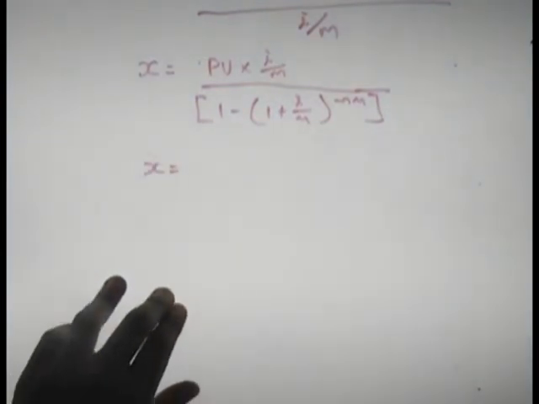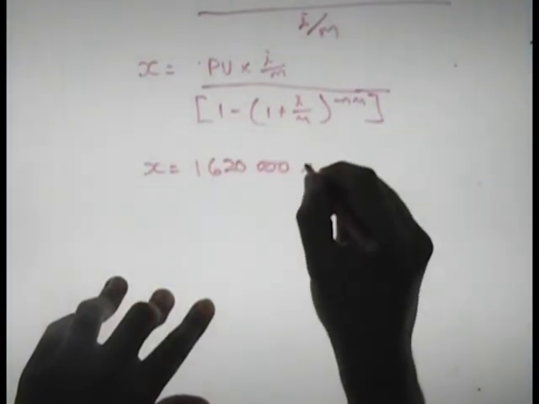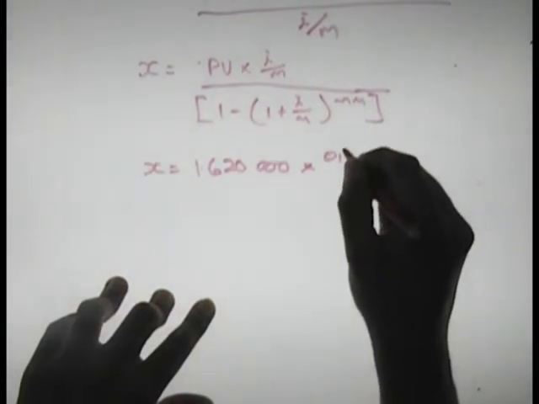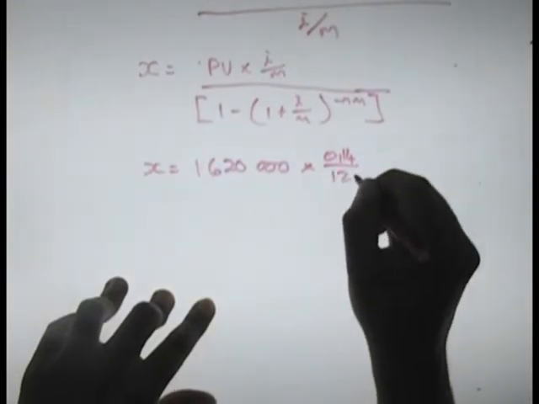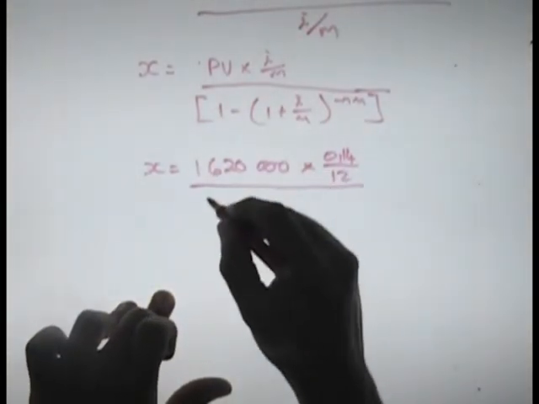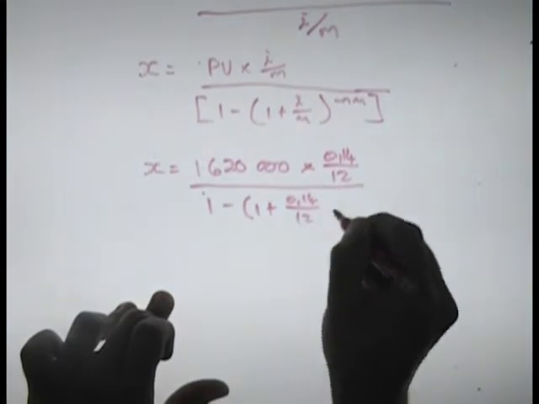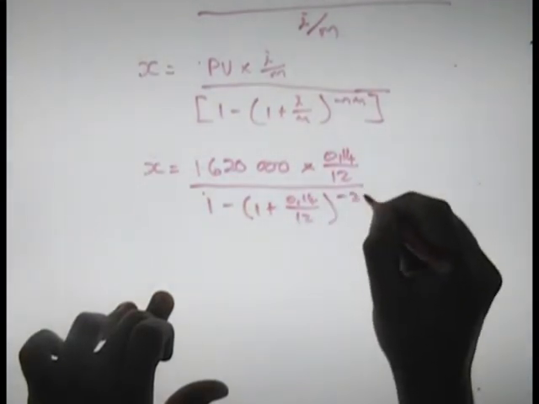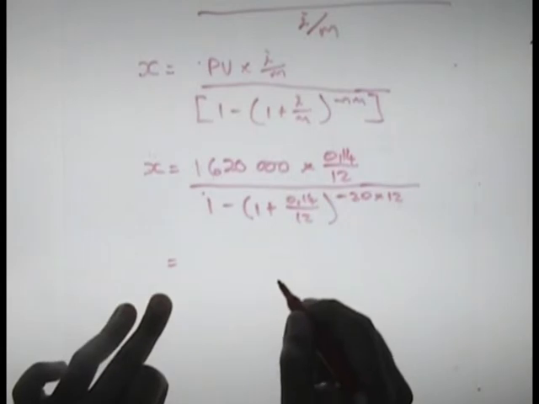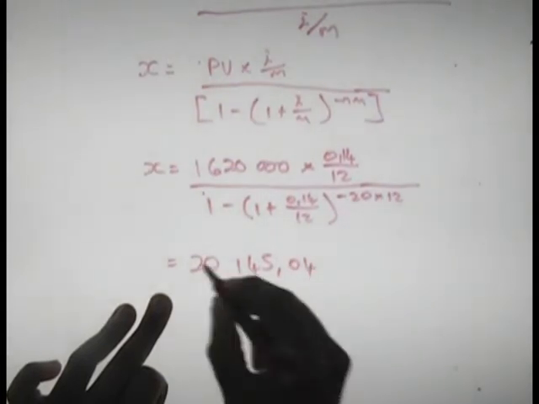x, the monthly repayment, is going to equal the present value of the loan, 1,620,000, multiplied by our interest of 0.14 or 14% divided by 12 compounds a year, all of that over 1 minus (1 + 0.14/12) to the power negative 20 years multiplied by 12 compounds a year, and that is going to equal 20,145 rand and 4 cents.